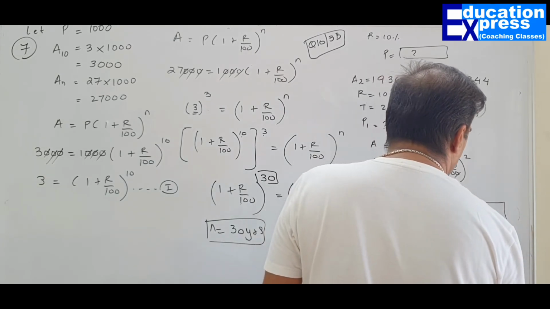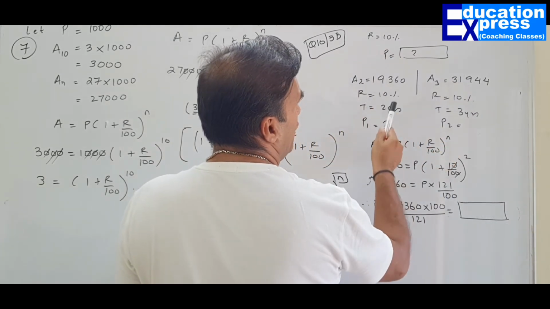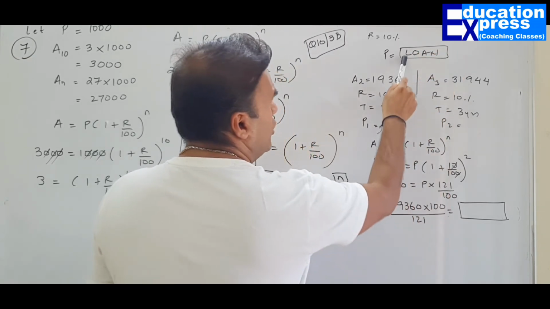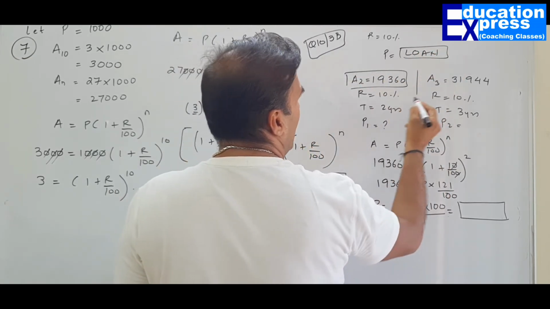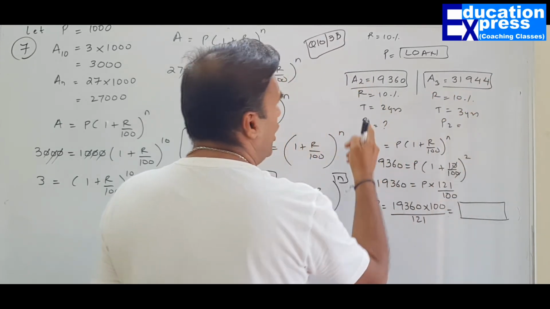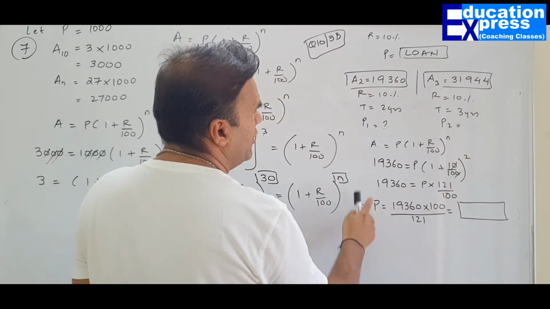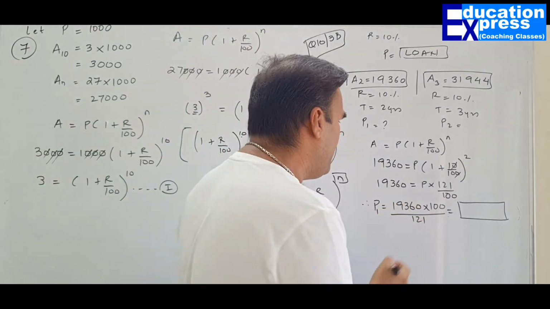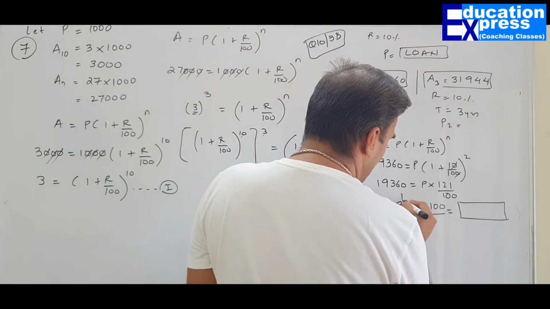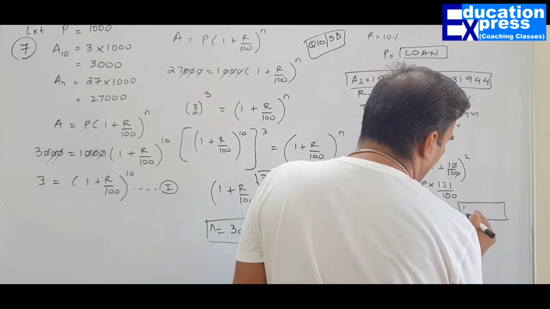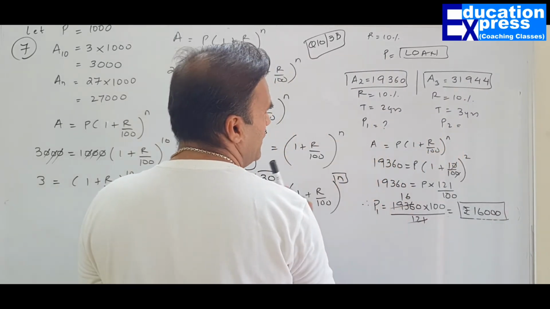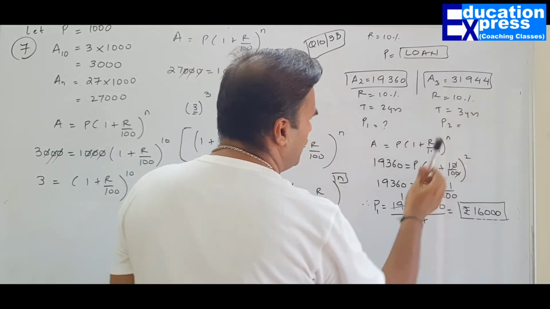But my dear friends, understand, this is part of the loan. Whatever loan you have taken, you are paying part over here and part over here. So what part of principal you have paid, you will come to know by way of P1. When you do this, you get rupees 16,000. That is this portion. Similarly, you are going to do this part.